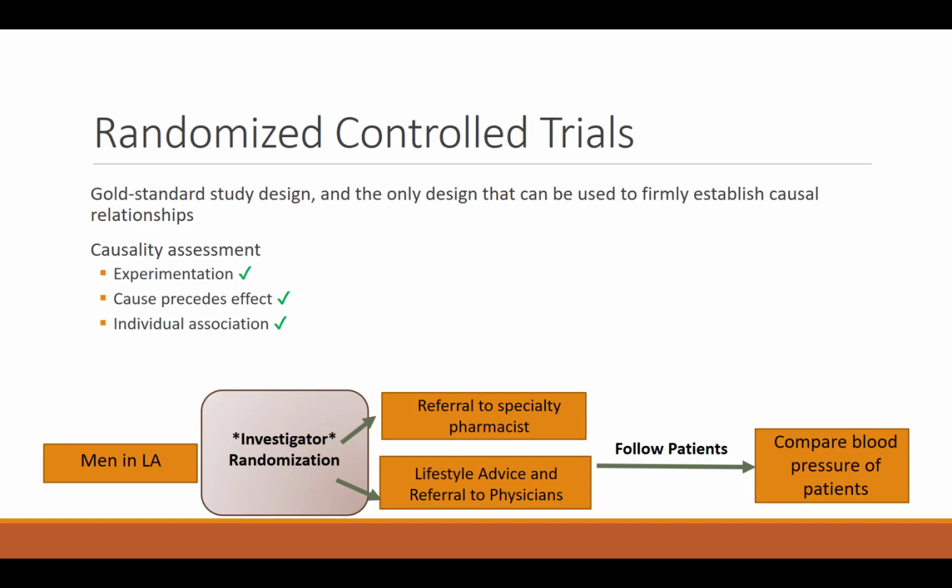In the RCT that we're going to look at in detail, I've outlined the basic schematic of the study from a total population of non-Hispanic Black men. We chose Black men in LA who specifically attend barber shops. The investigator then randomizes the barber shops, so it's going to be a cluster randomized trial, to either have barbers who refer patients to a specialty pharmacist, or who refer patients to physicians. The investigators then follow these patients forward for 6 months and compare the blood pressure.